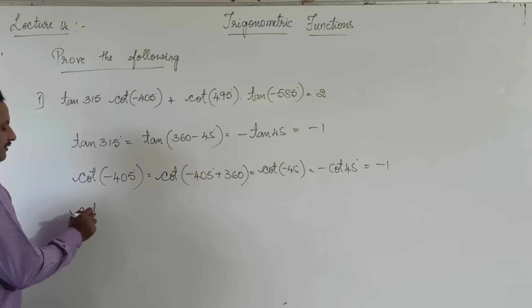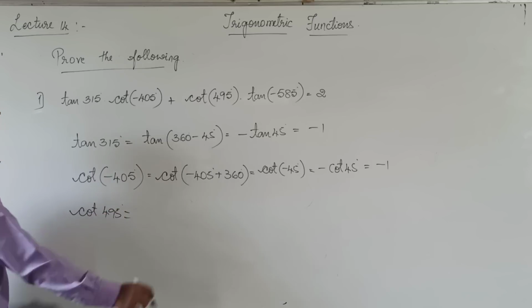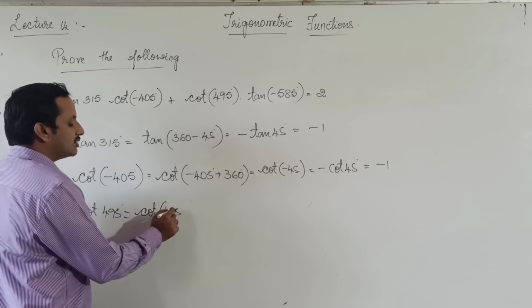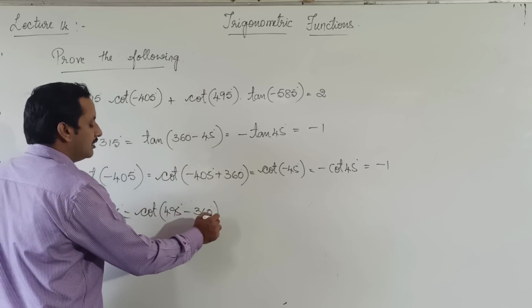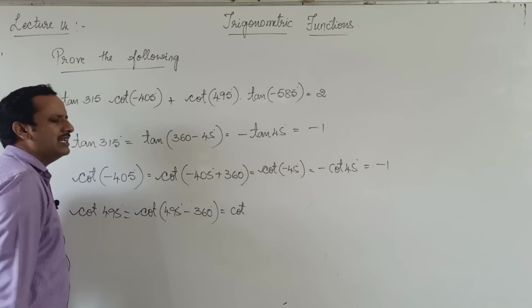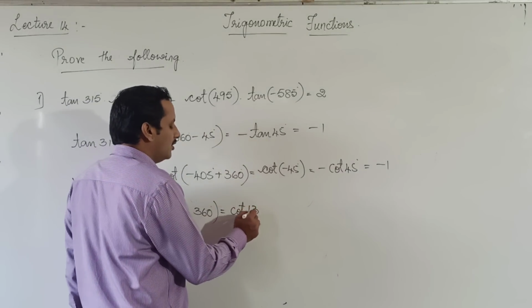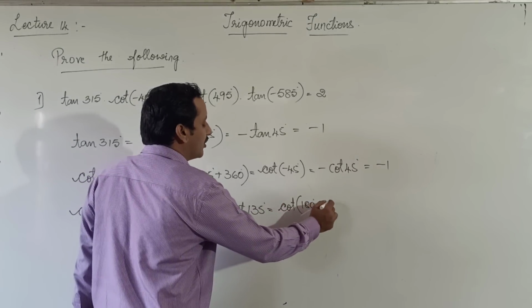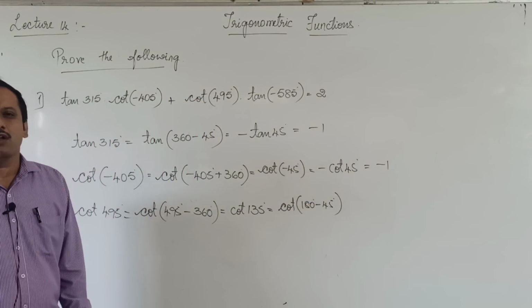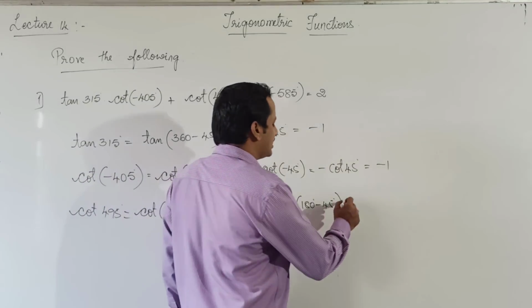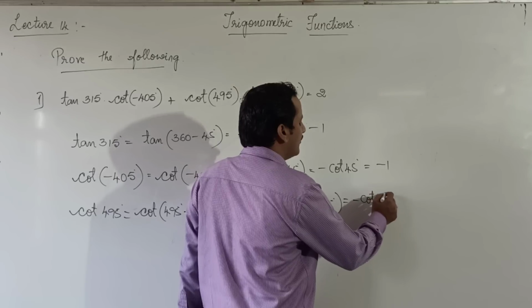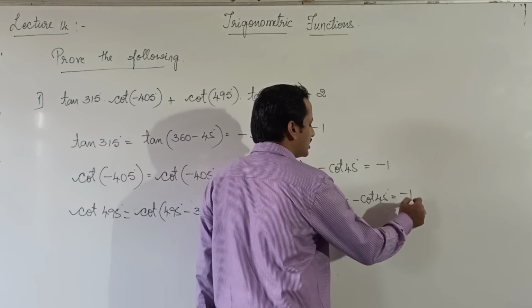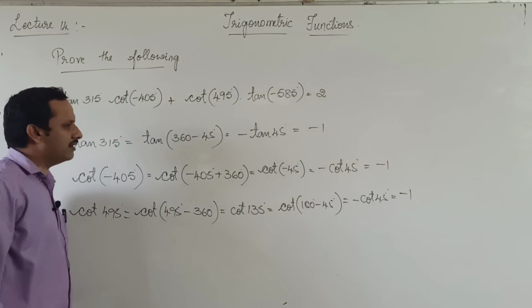Then cot 495 degree I want. Cot 495 degree is greater than 360 degree, so I will subtract 360 from it. That's equal to 495 minus 360, which gives 135 degree. Either I can write it as 90 plus 45 or 180 minus 45. I'll go for 180 minus 45. Cot 180 minus theta is equal to minus cot theta, because this is the second quadrant where cot is negative, and with 180 degree we are using the horizontal line, hence we retain the same function. So this is equal to minus 1.